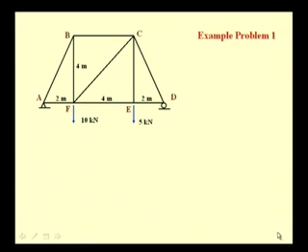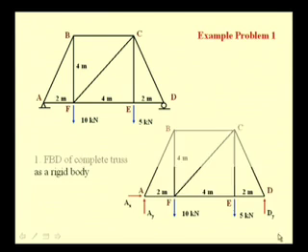The procedure starts by first determining the external reactions, that is the reactions at A and D. In order to determine that, we constitute the free body diagram of the complete truss. So, at A we replace the pin joint by 2 reaction components Ax and Ay, and at D the roller is replaced by a single vertical component of reaction Dy.